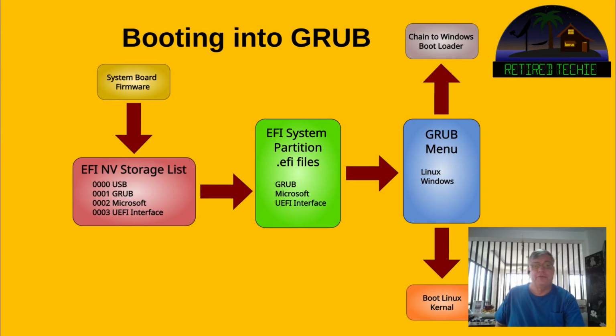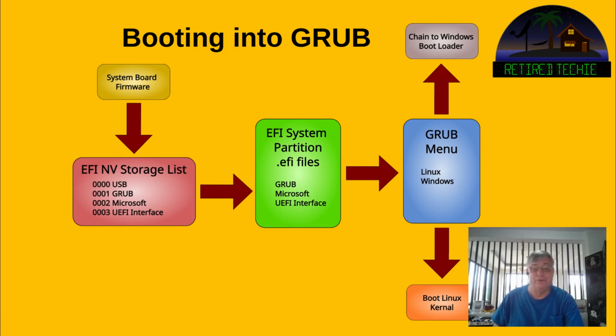Okay, now I want to take a look at a specific example, and this would be booting into the GRUB bootloader. So again, our system board firmware goes to our EFI NV storage list. It finds the first EFI entry in its list that will work. So it would skip USB if we don't have a USB plugged in, and since GRUB is there, it would use that bootloader. So it would go to your hard drive's EFI system partition and find the .efi file for the GRUB bootloader.